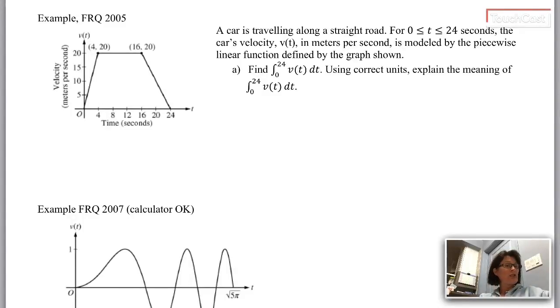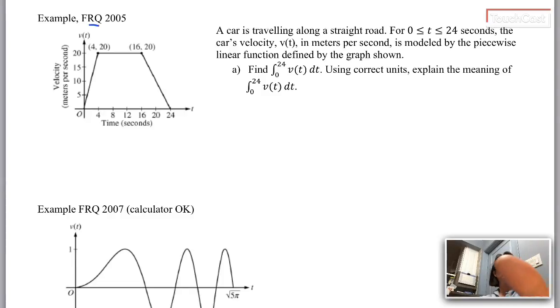These next two problems give us a chance to practice our new vocabulary for this section. So I have a velocity function here: a car is traveling along a straight road. I have a time interval, 0 to 24 seconds. I know the velocity is given by this piecewise linear function that's in the graph.